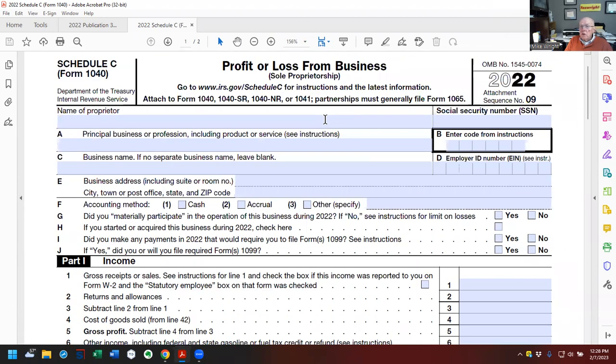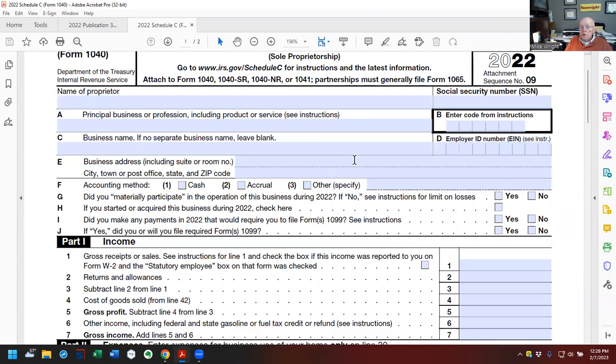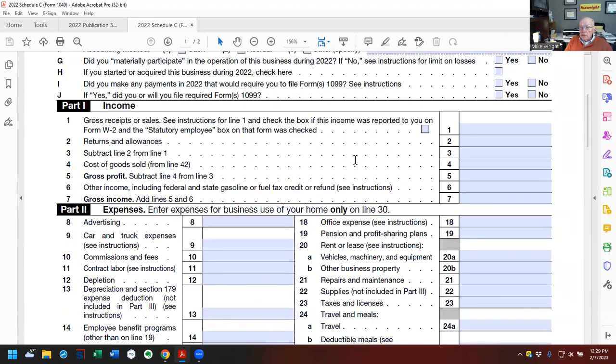This is the form that you apply to your 1040 form. It's for a sole proprietorship. But remember, a sole proprietorship is a business. So what you see here on this screen is the way every business return basically looks. But basically is the important piece.